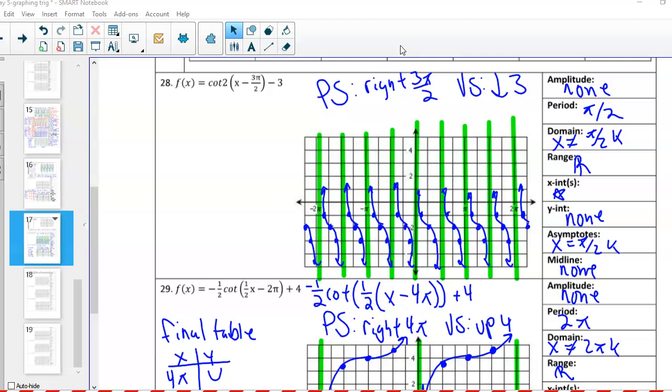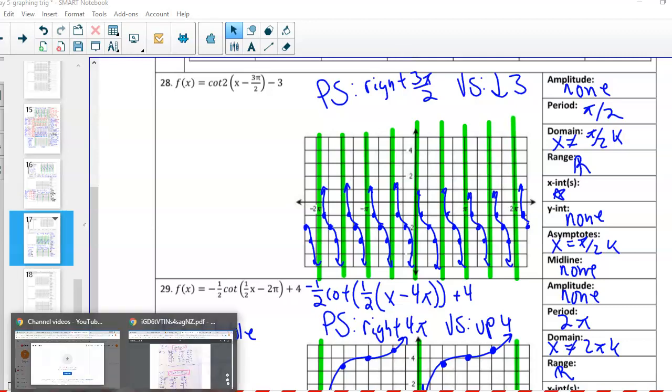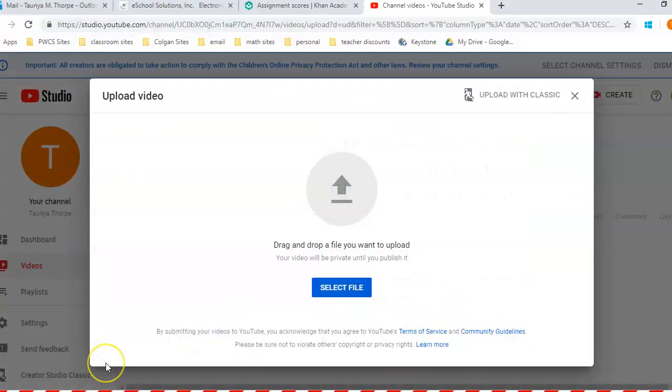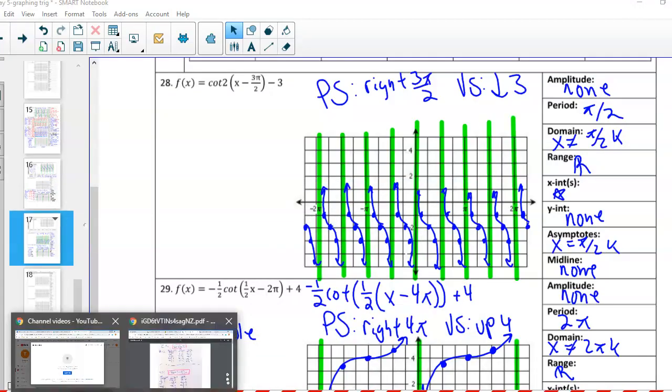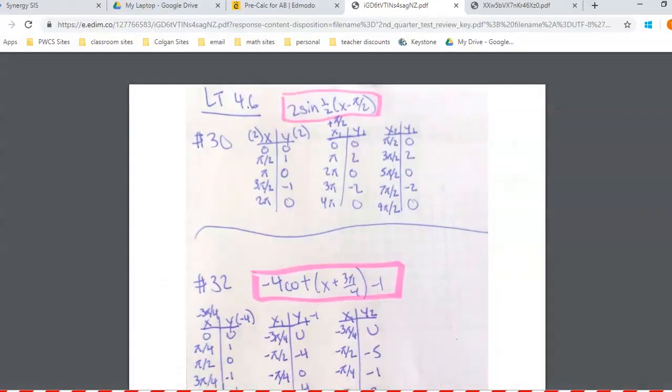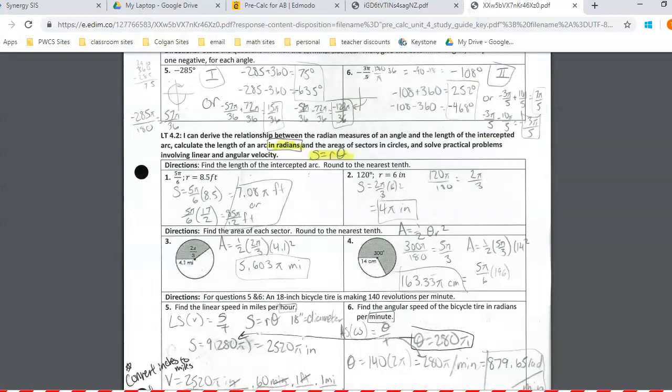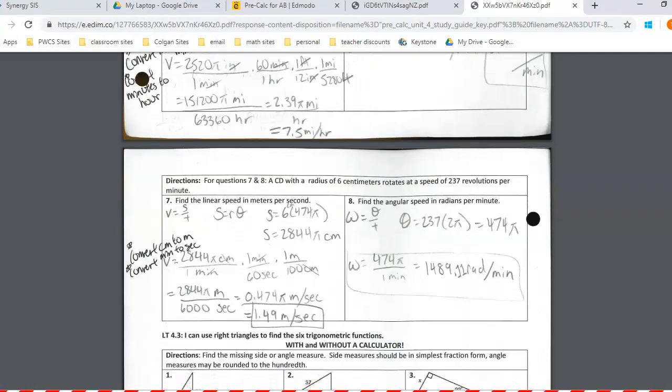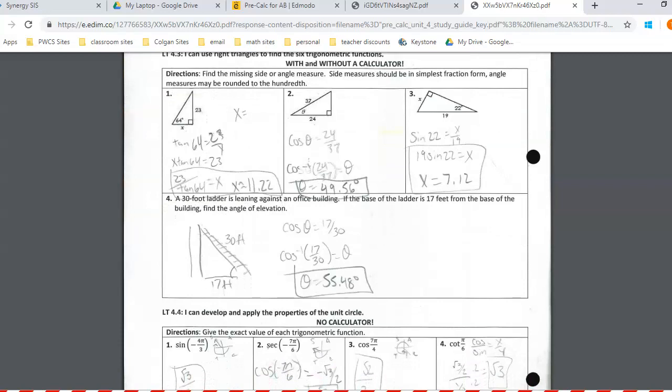Okay, so if you have not looked at Edmodo to see the changes and fixes on the quarter test study guide, make sure you do that. Also, I just wanted to point out a couple of things that I saw that I want to make sure you were aware of because we didn't necessarily do this in class.